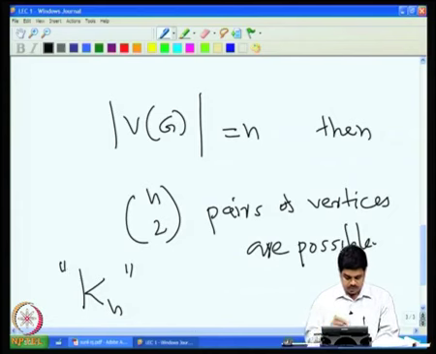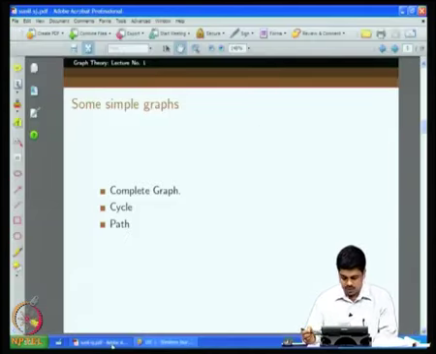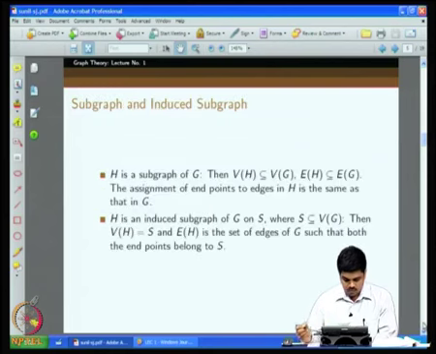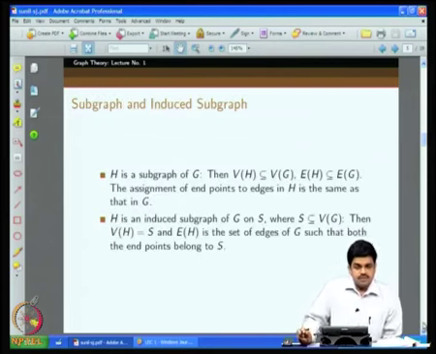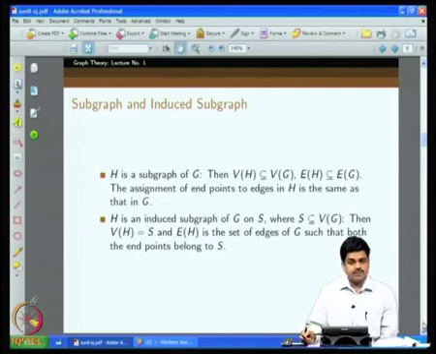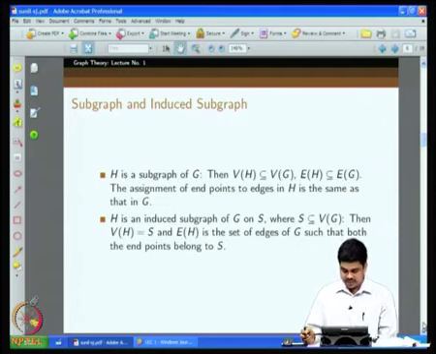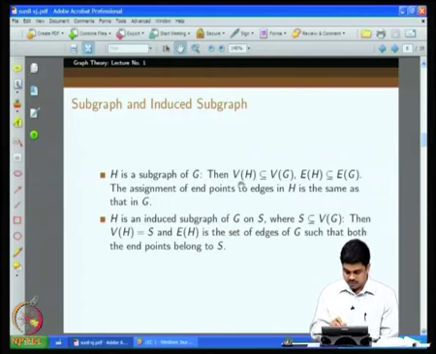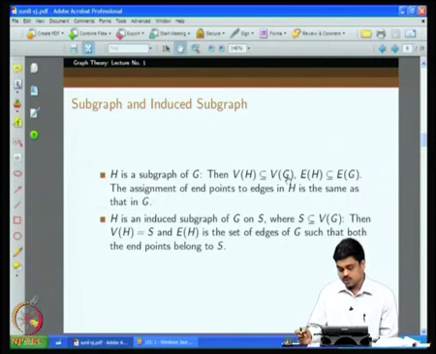Now, the next thing is two notions: subgraphs and induced subgraphs. Given a graph G, we say that another graph H is a subgraph of it if the vertex set of H is a subset of the vertex set of G, that is what we mentioned. So, V of H is a subset of V of G, and the edge set of H is a subset of the edge set of G.